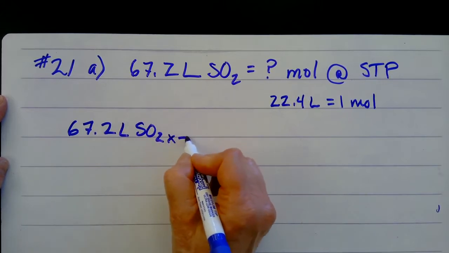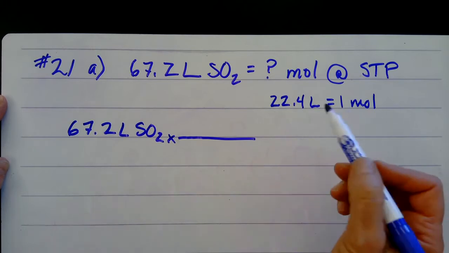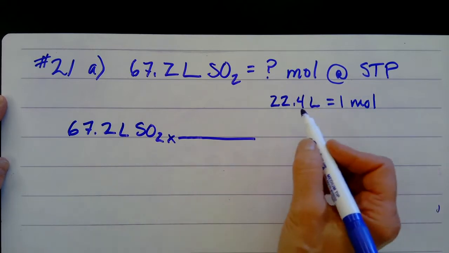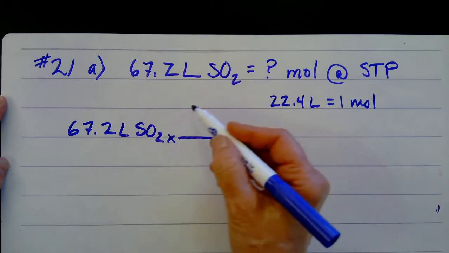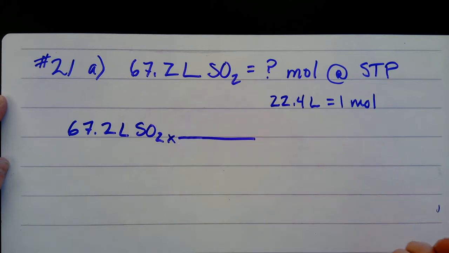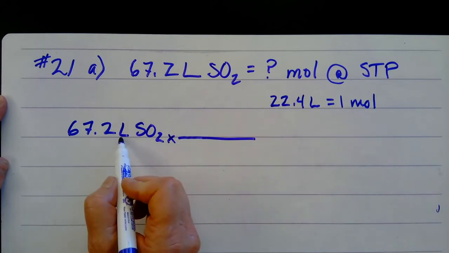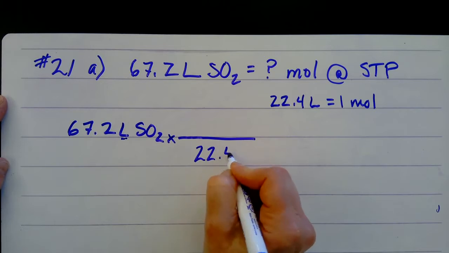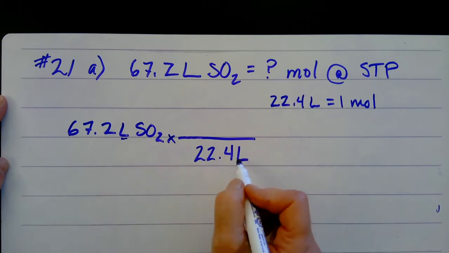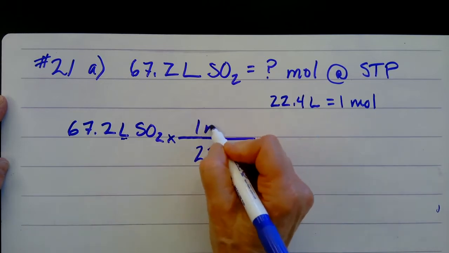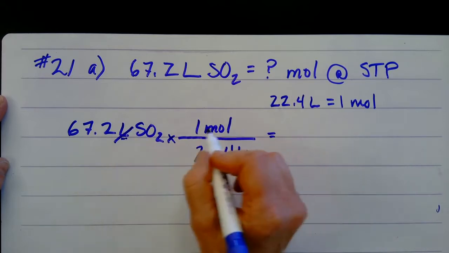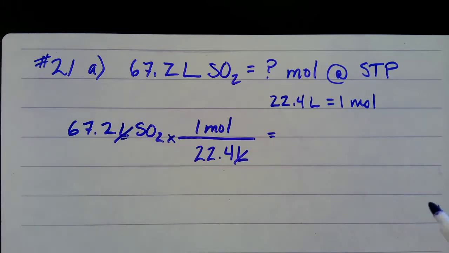set up my factor label grid, and then with this equivalence, because these equal each other, I can use those to change the units and the value for how we describe this SO2. Because liters are what we need to cancel, and they're in the numerator here, we need them in the denominator in our conversion. So 22.4 liters here equals 1 mole. The 1 mole goes on top. Liters will cancel, and we're going to end up in units of mole.